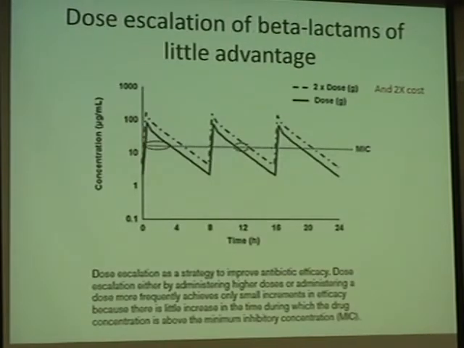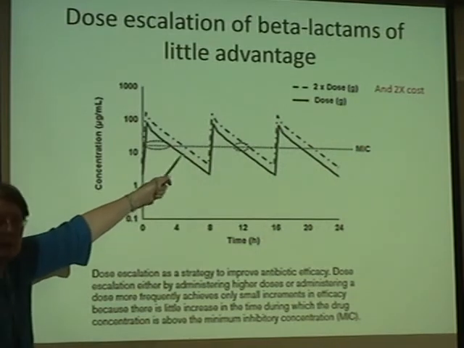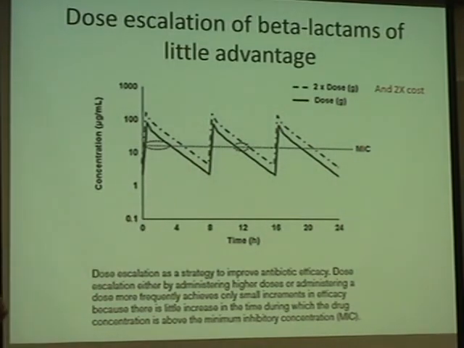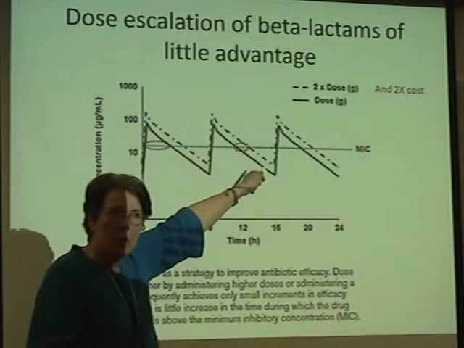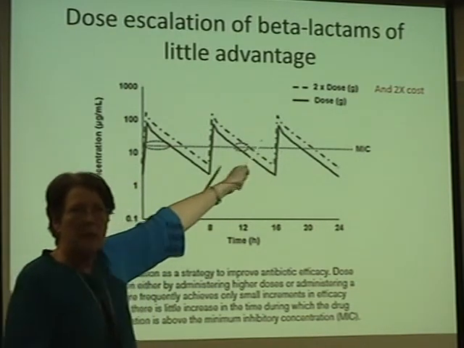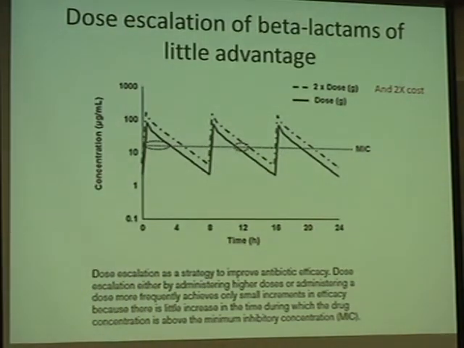So if we were to try the first step, okay, we're just going to increase the dose. Say we double the dose. What is that going to buy us in terms of increased efficacy? The only thing it's going to buy us is one extra half-life, and the half-life is only 1 to 1.5 hours. So this is all we're going to get, okay? At the same time, what we're doing is doubling the cost of therapy. So it's not very cost-effective.